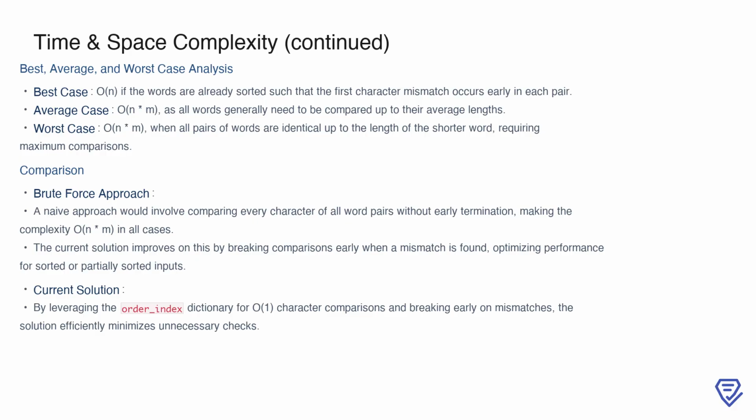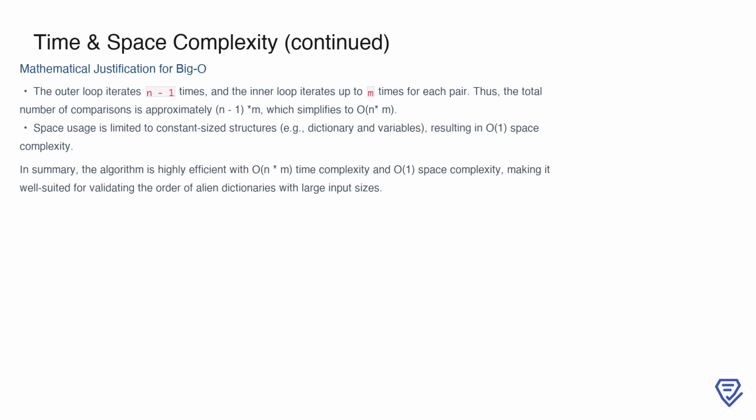The current solution optimizes performance by leveraging the order_index dictionary for O(1) character comparisons and breaking early when mismatches are found, making it more efficient for sorted or partially sorted inputs. To further justify the time complexity mathematically, the outer loop iterates n-1 times, as it compares pairs of words. For each pair, the inner loop iterates up to m times, where m is the length of the shorter word. This results in approximately (n-1)*m comparisons, which simplifies to O(n*m).